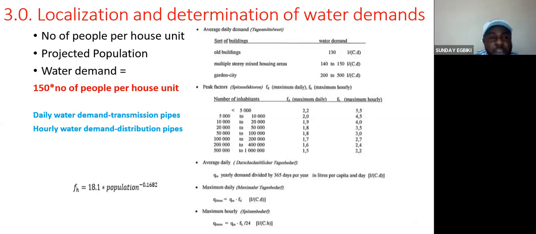In such a case, you have to calculate what we call the daily water demand and the hourly water demand. The daily water demand is used to size your transmission pipe, while the hourly water demand is used to size your distribution pipe. And there are formulas for them, which will be discussed tomorrow. We also have factors we can use to multiply them to get our daily water demand and our hourly water demand. During your case study tomorrow, we will be talking about that.